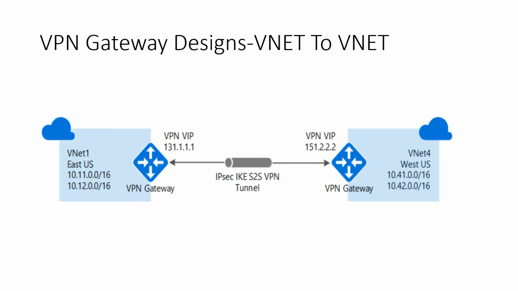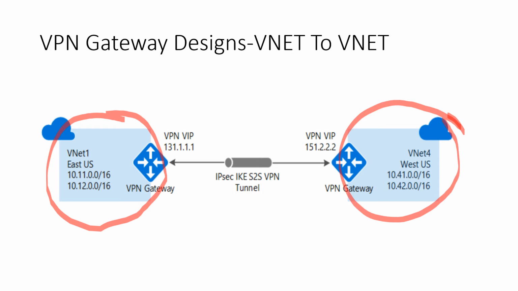Then there is VNet to VNet. In VNet to VNet gateway, you see there is one VNet in East US and one VNet in West US. In East US, you have a virtual network, VNet 1, with its CIDR range and a VPN gateway, and there is a tunnel between this network and that network.